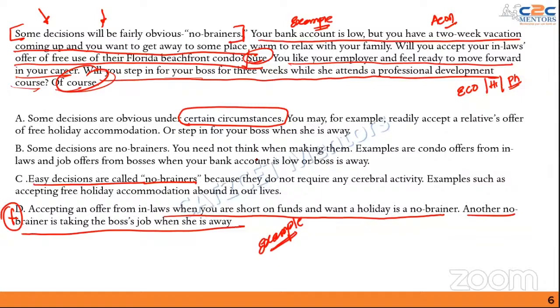You need not think when making them. Examples are condo offers from in-laws and job offers from bosses when your bank account is low or boss is away. Look at the comparison. Look at the BPA, best possible answer. Would you mind choosing B over C? Guys, option elimination, comparison. Would you mind choosing B over C?